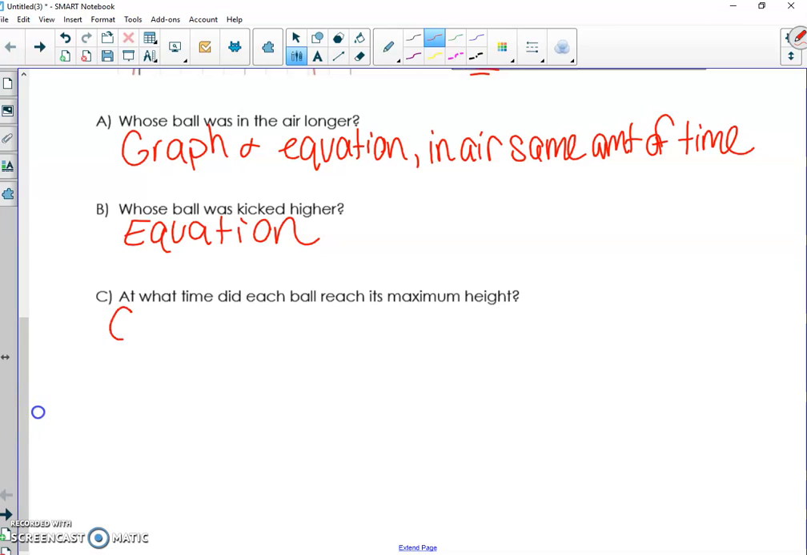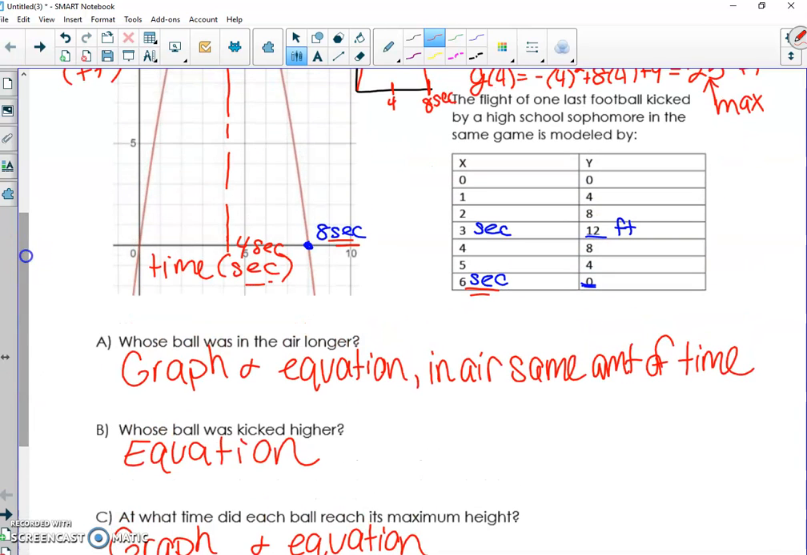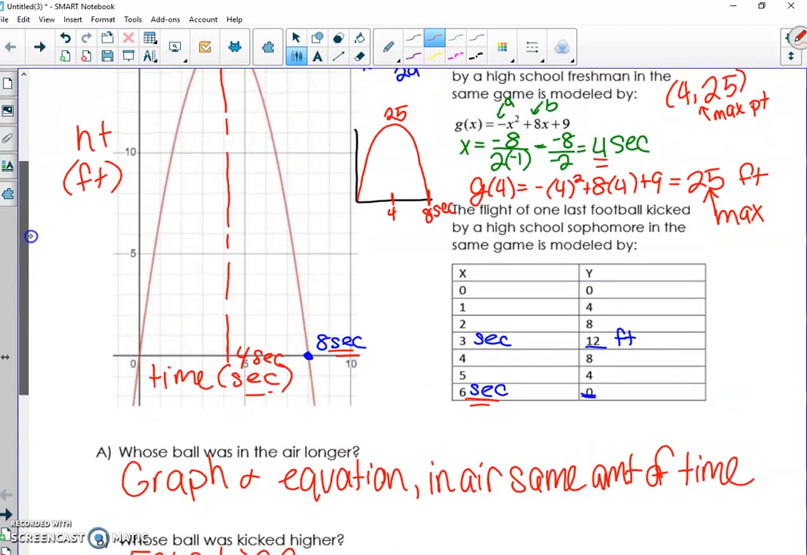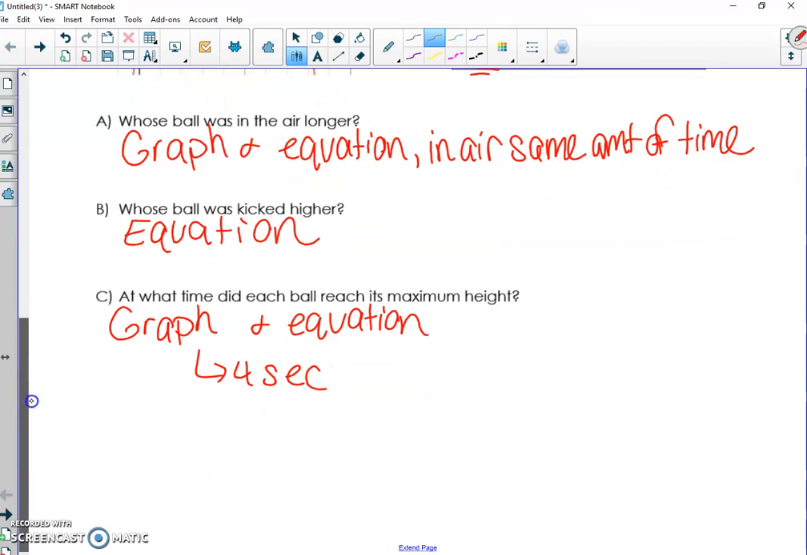And at what time did each reach its maximum height? So the graph and the equation reached their maximum height at 4 seconds, right? They were both 4 seconds, I believe. Let me go look. Yep, this was at 4 seconds, and then that one over there was also at 4 seconds, and then this one was at 3 seconds. So the table was at 3 seconds.